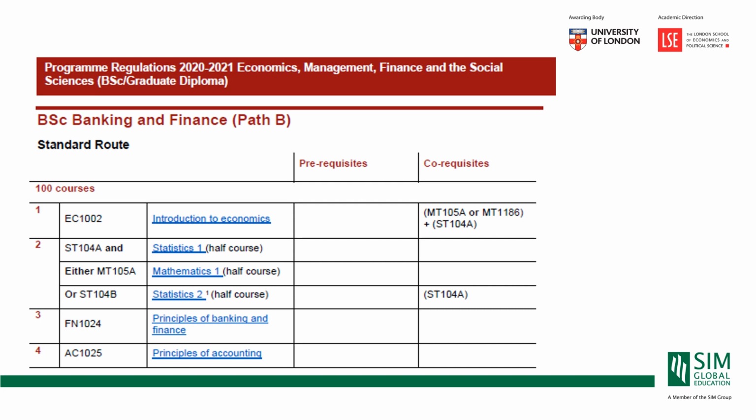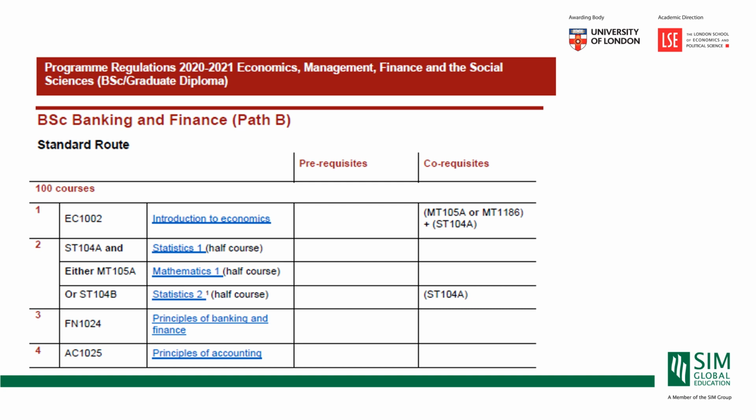For the first year, students will be asked to take 4 courses, and none of them is optional. So all these are compulsory. The first course is EC1002, Introduction to Economics. Take note that there are two prerequisite courses needed in order to take Introduction to Economics. They are MT105A or MT1186, either one of them, which are courses in mathematics, together with ST104A, which is Statistics 1.